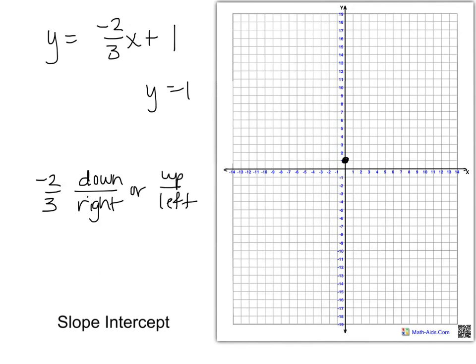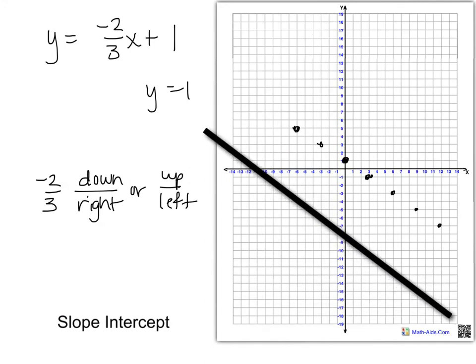So let me show you what both of those would look like if you follow my point over here. I can go down 2 and to the right 3, giving me a point over there, down 2 to the right 3. Notice I'm just following a pattern here. You can go as many times as you want, or from that original point, I can go up 2 to the left 3, up 2 to the left 3. Once again, you can do it as many times as you want. It doesn't matter. And what that does is it creates a line for us. So let me show you that line.